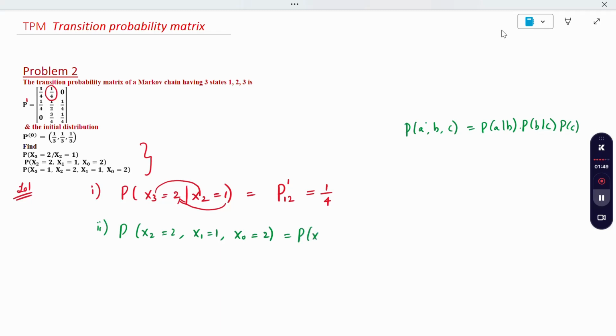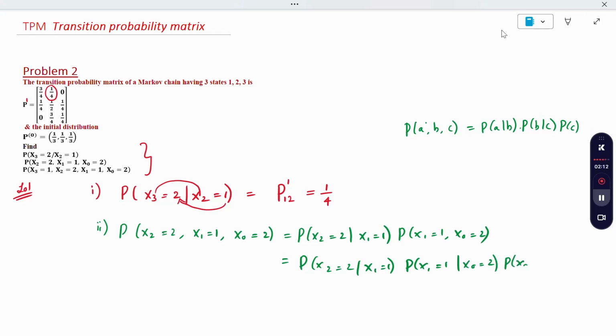So probability of x2 equal to 2 given x1 equal to 1 into probability of x1 equal to 1, comma x0 equal to 2. Rewriting again, it is probability of x2 equal to 2 given x1 equal to 1 into probability of x1 equal to 1 given x0 equal to 2 into probability of x0 equal to 2.